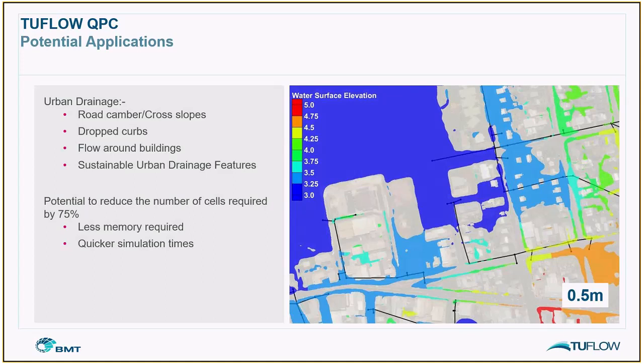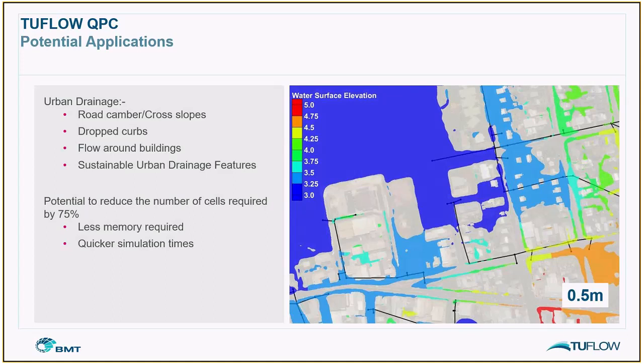Using the Quadtree solution, we reckon actually we can reduce the number of cells required by 75%. And actually in this instance, we would only need to use 3.1 million cells by using that 0.5 meter grid selectively throughout the model domain. And we've done similar tests on similar models, and we reckon it's about 75%.